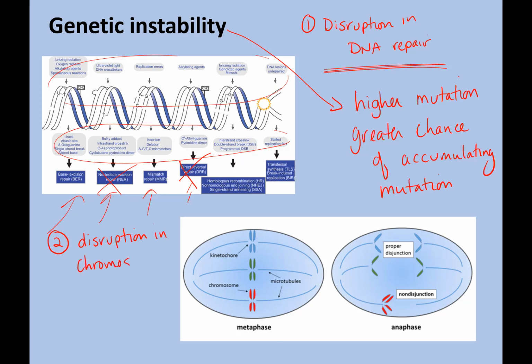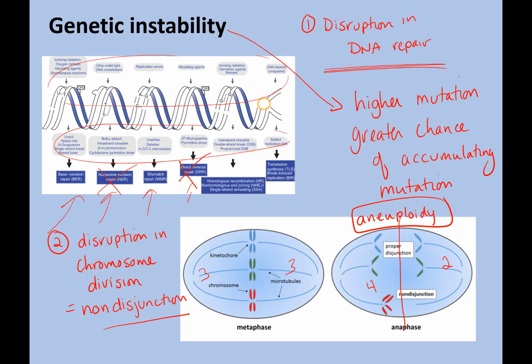And this is called non-disjunction. This is when, during meiosis, or it could be during mitosis, but for you it matters during mitosis, your chromosomes don't split properly. And so what's going to happen is this cell is going to have 4 chromosomes. This cell is only going to have 2, when they each should normally have 3. And when you have an incorrect number of chromosomes, that's called aneuploidy. So aneuploidy is a result of non-disjunction, and it means you don't have the right number of chromosomes.